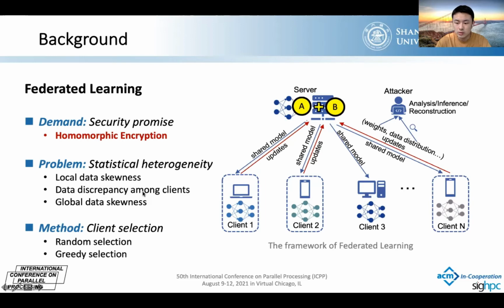In our work, we are using homomorphic encryption to alleviate the problem of statistical heterogeneity in federated learning. Statistical heterogeneity is a typical problem in the scope of federated learning, and there are three aspects of it. The first one is the local data skewness, which means that the local data on each client is biased. The second aspect is the data discrepancy among clients, which means that the data distributions among clients are different.